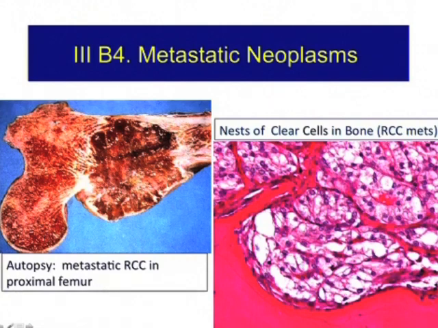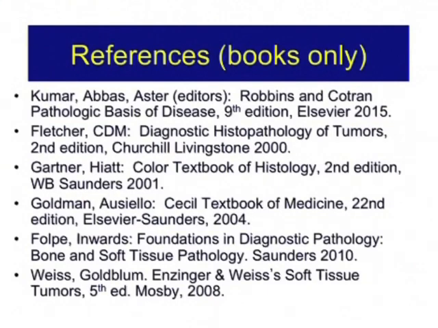So this is showing you again a tumor out here. It's made up of clear cells. This happens to be a renal cell carcinoma. Just know carcinomas can metastasize to the bone, and that's much more common than a primary bone tumor. And that's all I have for this part.